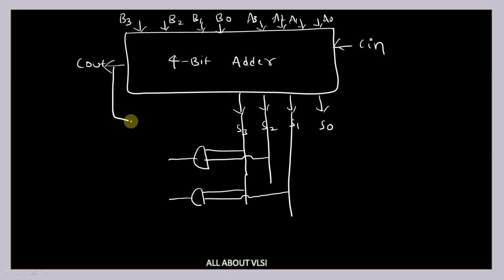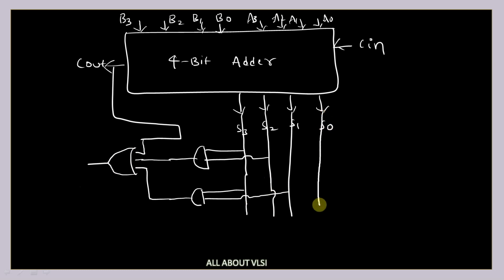and we should take this C out. So this is our output. If this becomes 1, then it is an invalid code. And this is our sum S3, S2, S1, and S0. And here we are going to have one more adder.